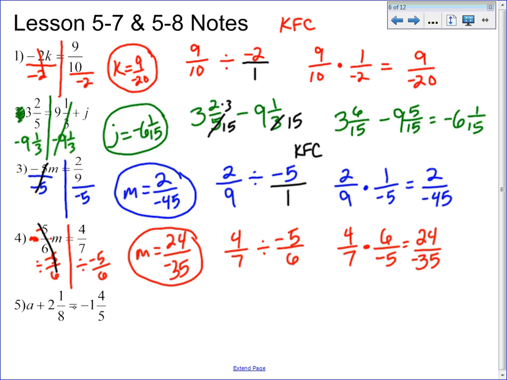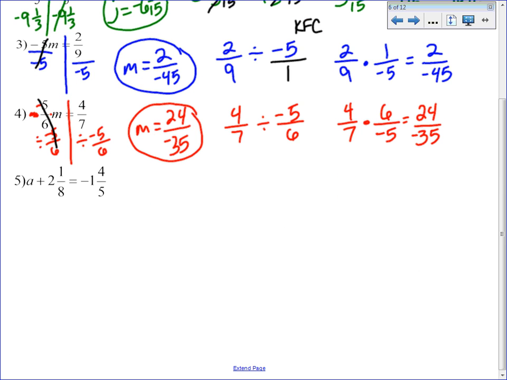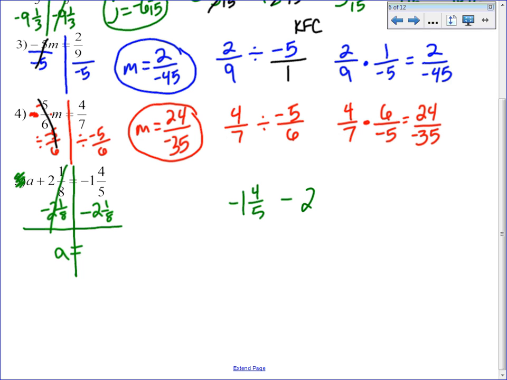And then our last one. A plus 2 1/8 equals negative 1 4/5. So we're going to subtract 2 1/8 from both sides. These are going to cancel. You're left with A equals negative 1 4/5 minus 2 1/8. Before you can add or subtract fractions, you must have a common denominator, so we need to find a common denominator. 5 and 8 both go into 40.